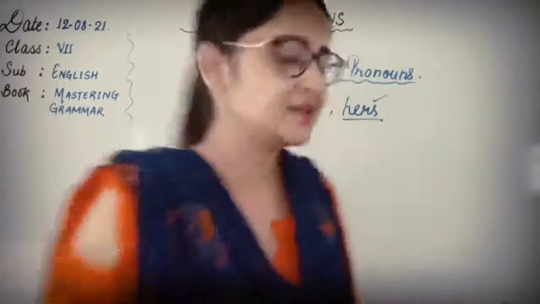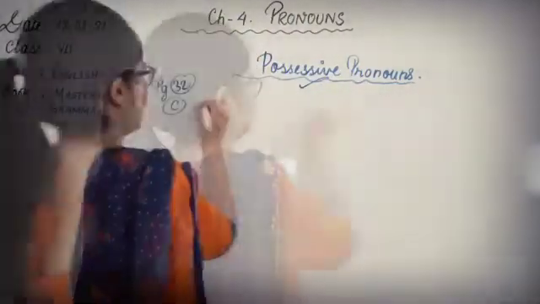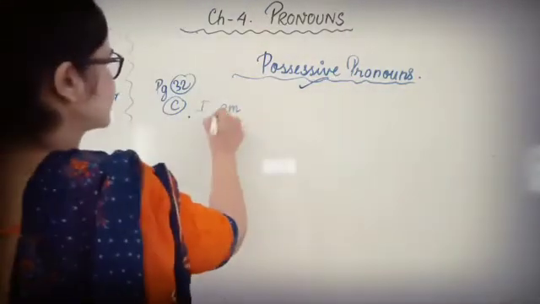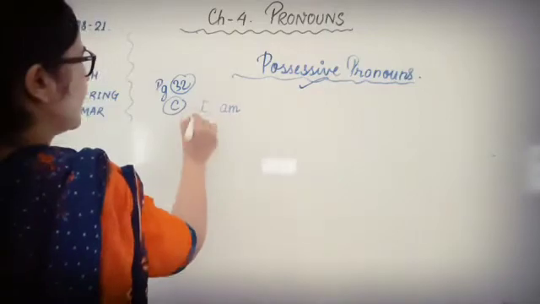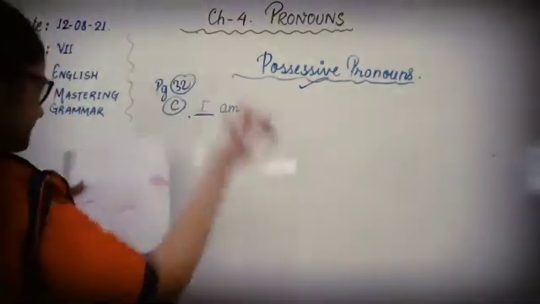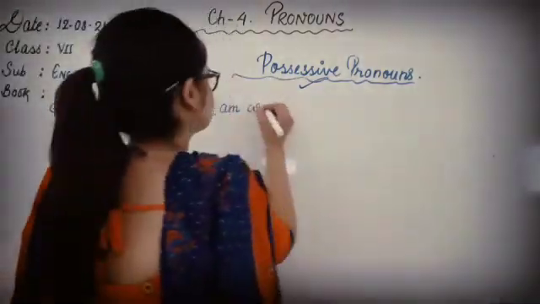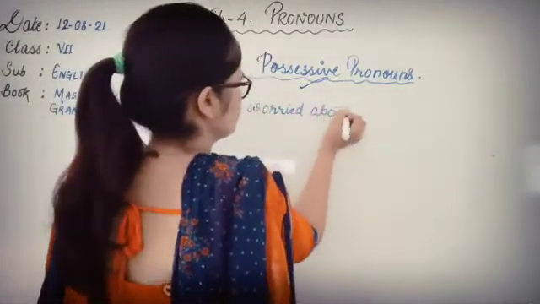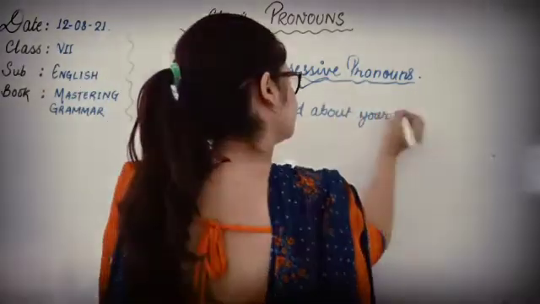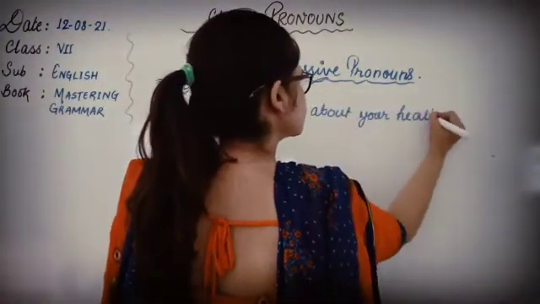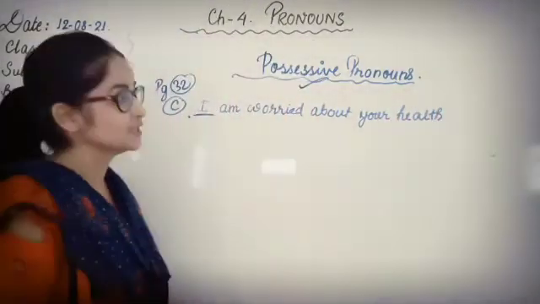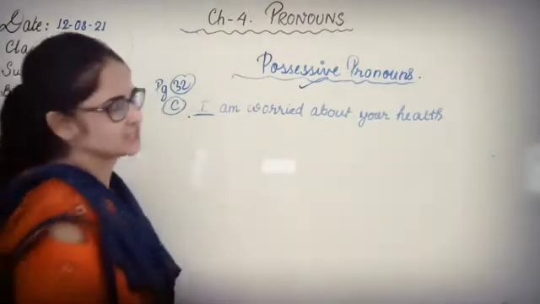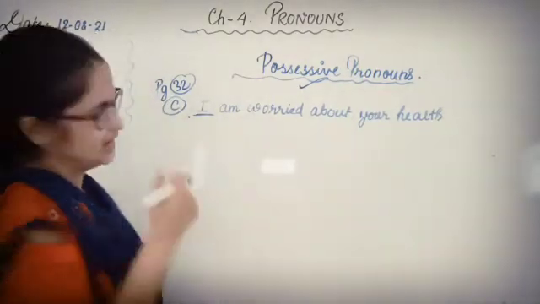Now look at C exercise. I am, right? With I you have to use am. Am can only be used with I. So you cannot place any other pronoun here. I am worried about your health. Yes. Children, see this word your is again here, but in this case, this is not a pronoun. This is an adjective and that is a possessive adjective.